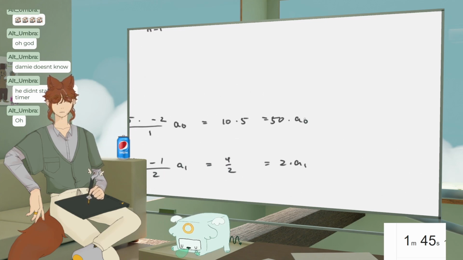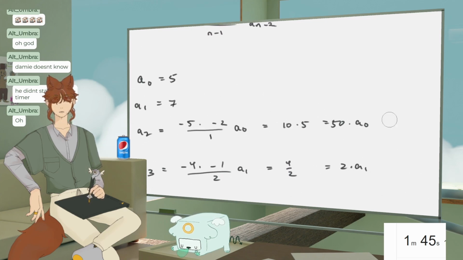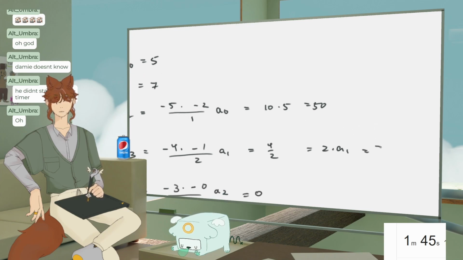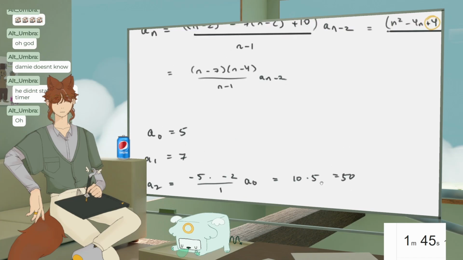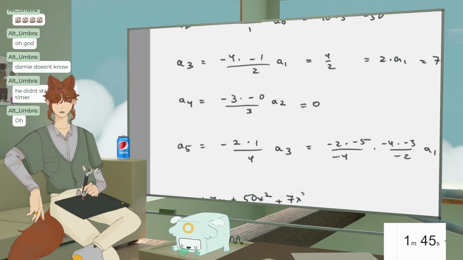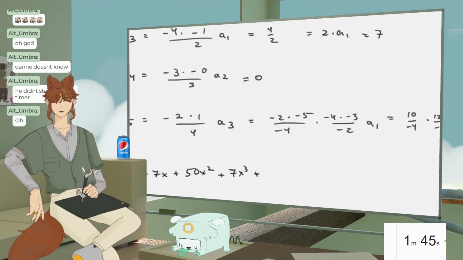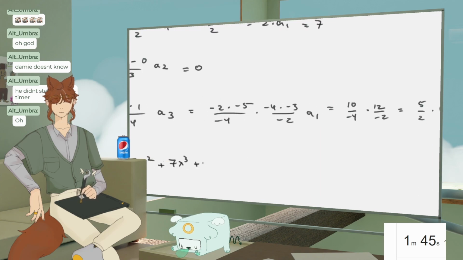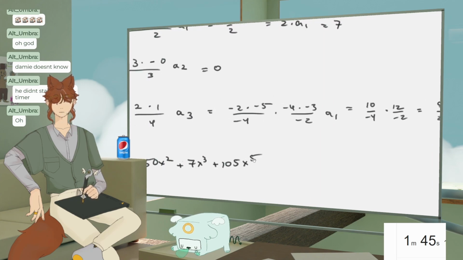105, no, that's that. Wait, no, A0. Wait, no. That's just 50. A1. 7. Okay, that's it. Write it out completely. Okay, so 5 plus 7x plus 50x squared plus 7x cubed plus 105 x to the 5th equals y.